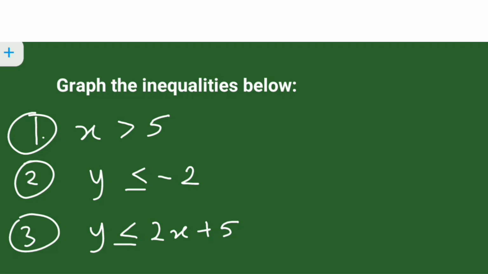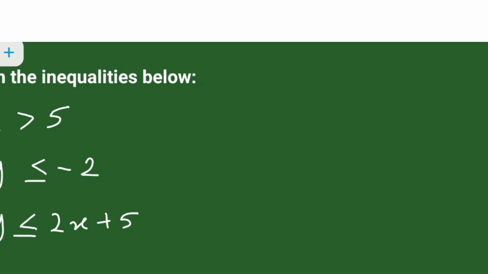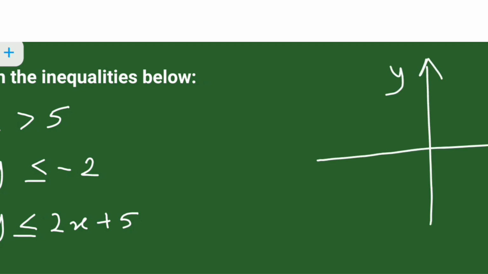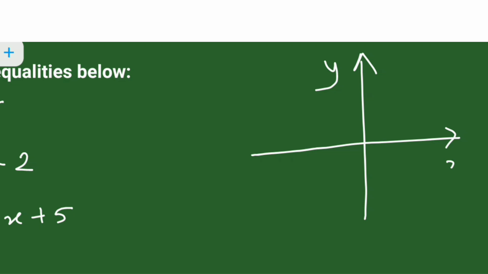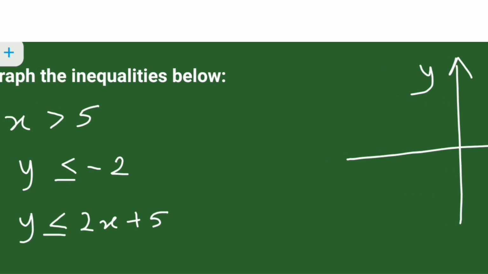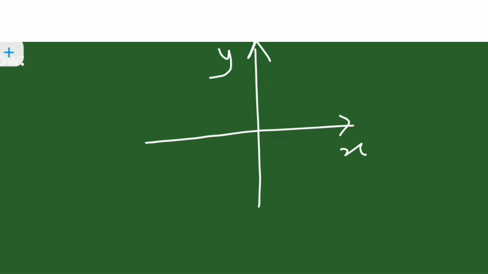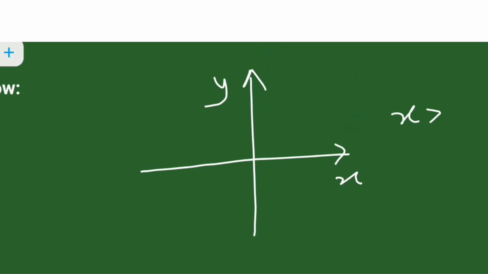So it's very simple. The first one here, you have to graph x greater than 5. The answer should be on a sketched graph. So you just draw your x and y axis first. That's the first thing you need. So this is y, this is x here. So you have x greater than 5. Just come here and write x greater than 5 here.